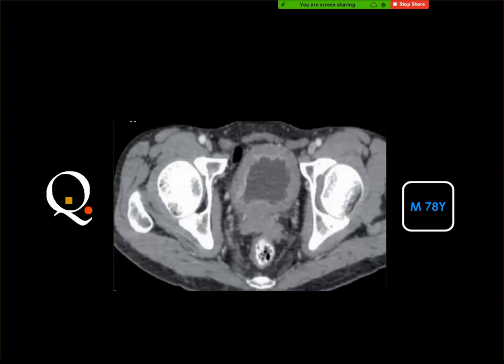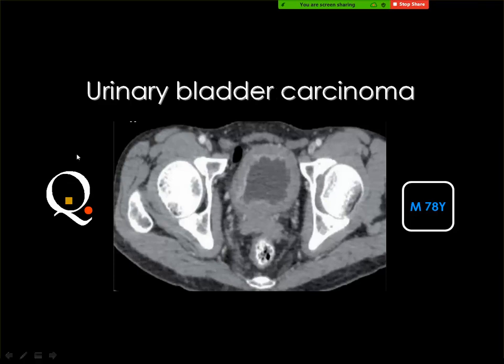Transitional cell carcinoma of the bladder. Yes, and this is transitional cell carcinoma of the urinary bladder. Concentric mural thickening, which is more than usual. Sometimes you got concentric mural thickening without irregularity, which is seen in chronic cystitis, but this is too much for cystitis.